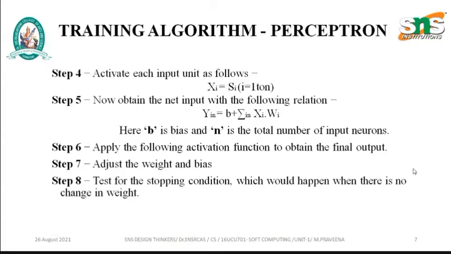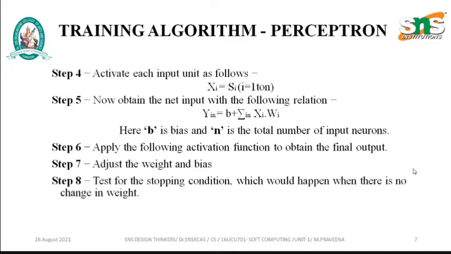It is not matching. So at that time, what we need to do is adjust the weight and bias until we get the output as dog. Once we are receiving the output as dog, then we can stop. That is the stopping condition. So we test for the stopping condition, which would happen when there is no change in weight, right?